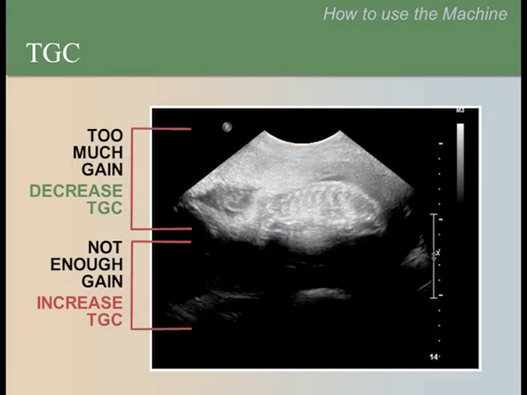In this image, the shallower structures in the near field are too bright, and the deep structures in the far field are poorly seen. If you cannot make out the different tissues in the fetus in the near field, decrease the time gain compensation for these more superficial levels. If you cannot see any structures in the far field, increase the time gain compensation for these deeper levels.